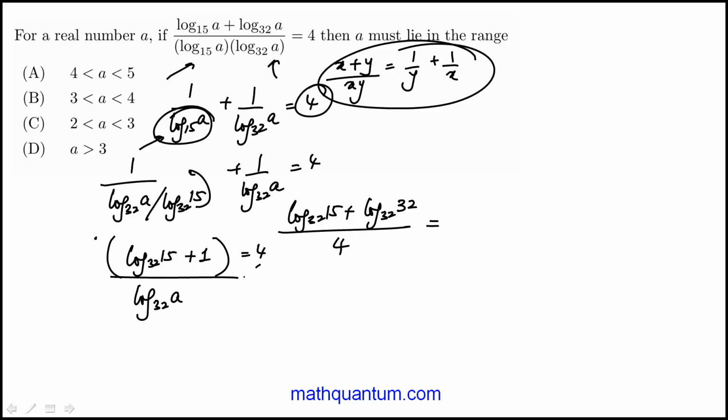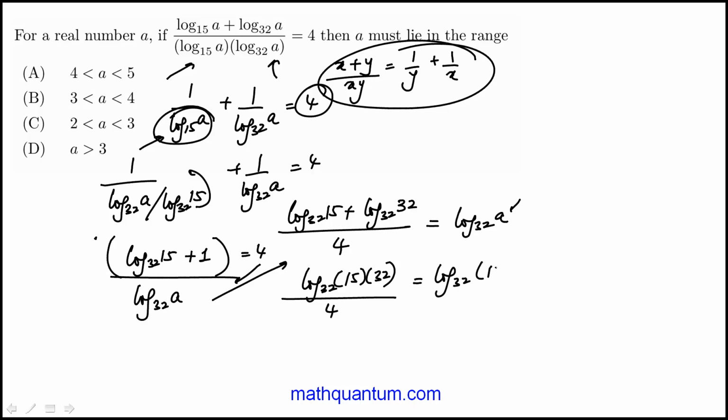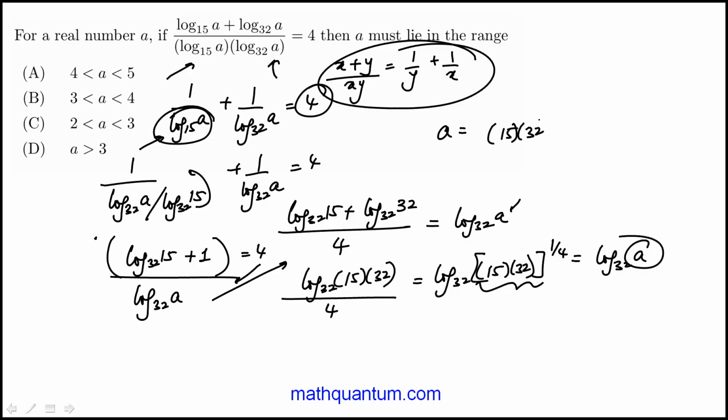And move the 4 here, move this to the other side, because eventually I need to isolate a. So this can be written as the product of 15 and 32, and I can raise this to the power of 1/4, moving that 1/4 in front, equal to log of 32a. So that means a is this piece. a is the 4th root of 15 times 32.